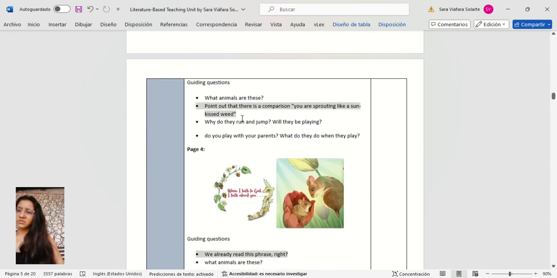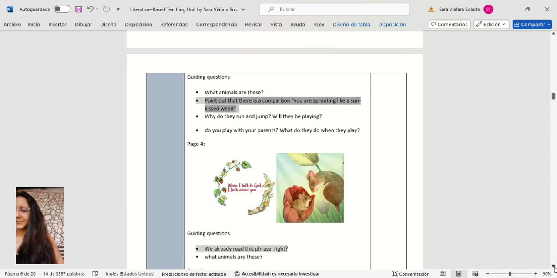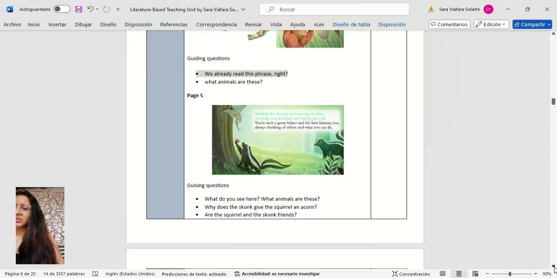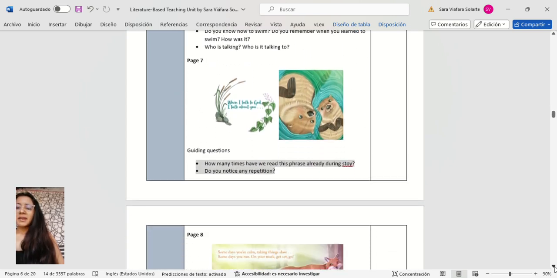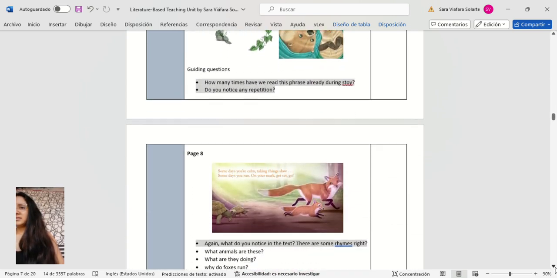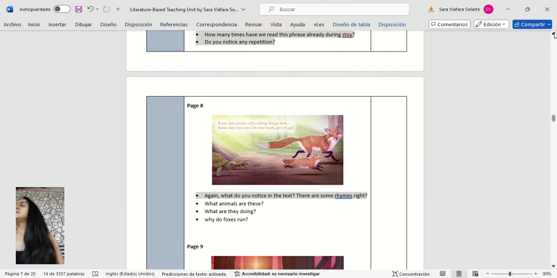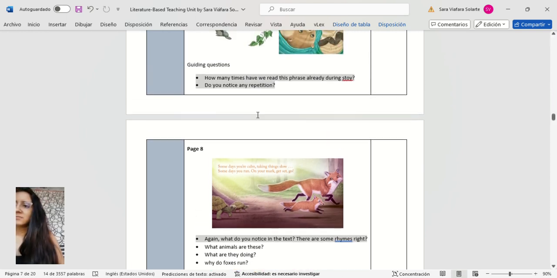This is another question about literary figures, about the comparison in this case. But the idea is not that the teacher says this is a metaphor. The idea is that the students notice it by themselves. Yes. This is another question.